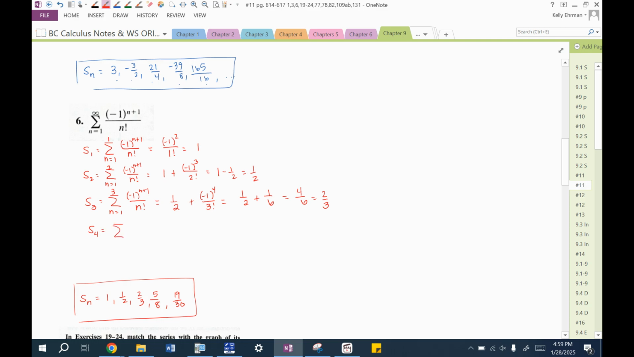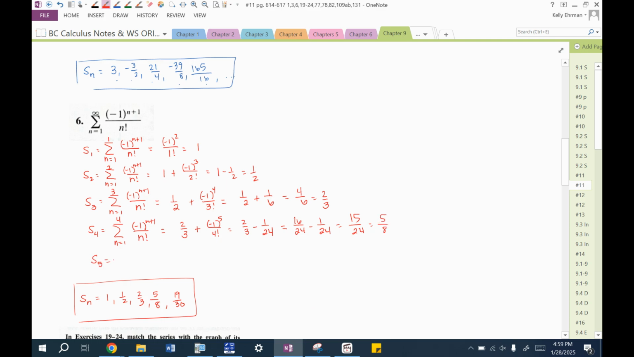The fourth partial sum, I wrote an infinity, I meant to write a 4, is the sum from 1 to 4 of negative 1 to the n plus 1 over n factorial. So the first 3 terms added up came out to 2/3. And then we add the fourth term, negative 1 to the fifth over 4 factorial. That's 2/3 minus 1 over 24. Multiplied by 8, this becomes 16 over 24 minus 1 over 24. So 15 over 24, and that reduces by 3, so 5 over 8.